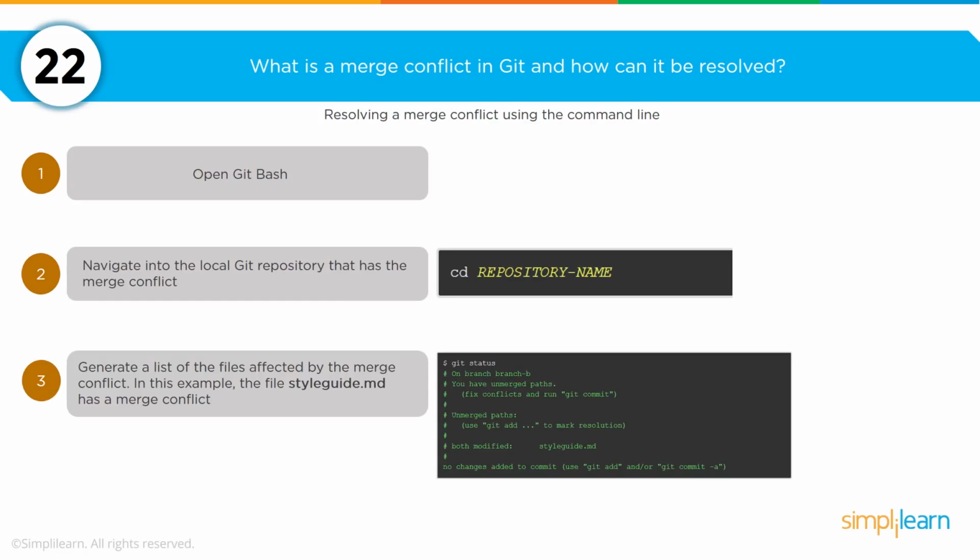So you can also do this through the command line, and with the command line you want to use Git Bash. As a first step, open up Git Bash and then navigate to the local Git repository in the command line using cd, change directory, and then list out the actual folder where you are putting all of your code. And then you want to generate a list of the files that are affected by the merge conflict. And in this instance, you can see the file styleguide.md has a merge conflict in it.